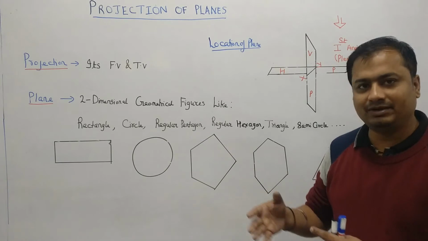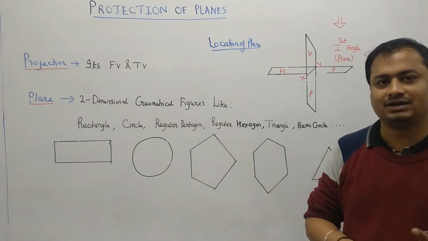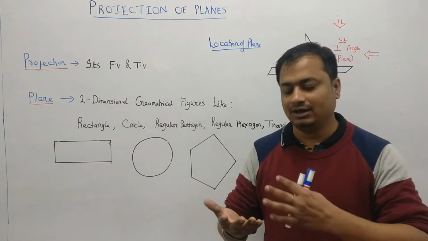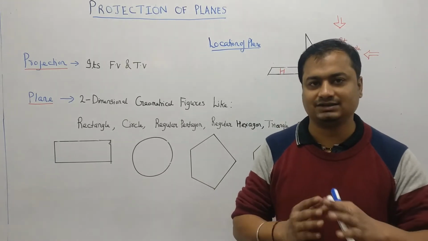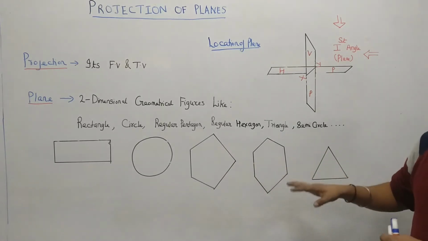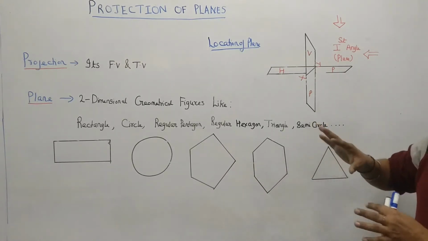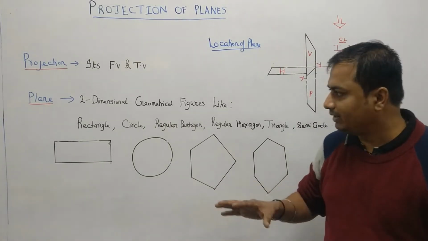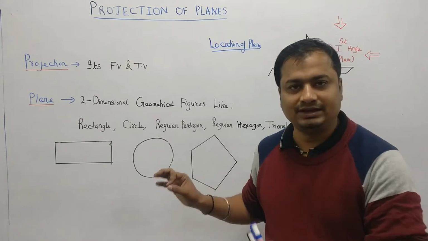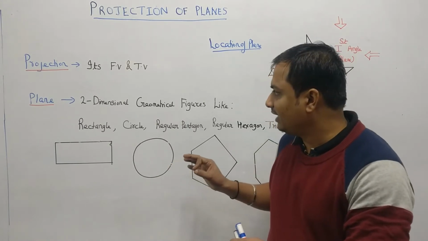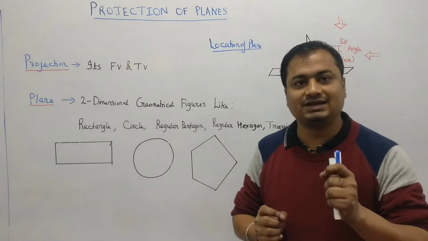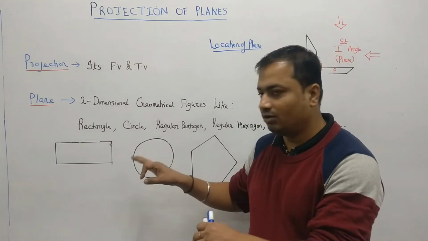It can be a rectangle, a circle, a regular pentagon, a regular hexagon. We all know what a pentagon and a hexagon are. A pentagon has 5 sides, all the sides equal. This is my pentagon. A hexagon has 6 sides, all the sides equal. And triangle, semicircle. These are examples of the plane. Now we must know the basic terms associated with each plane, because we have to draw the projection of these planes.